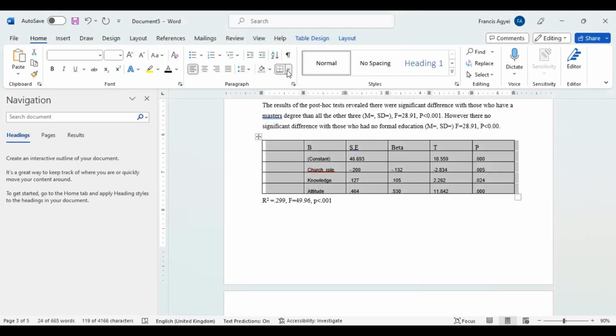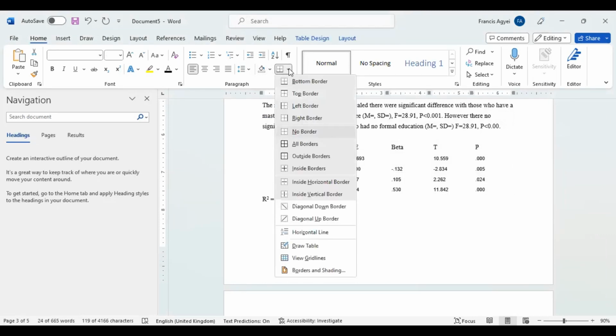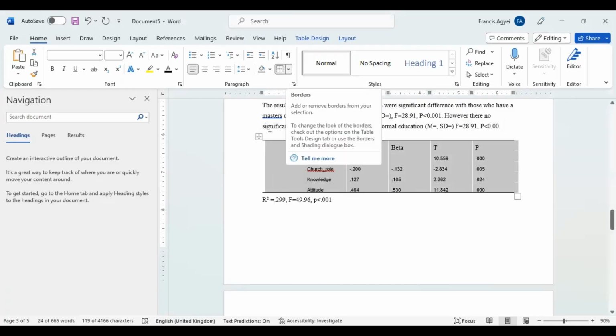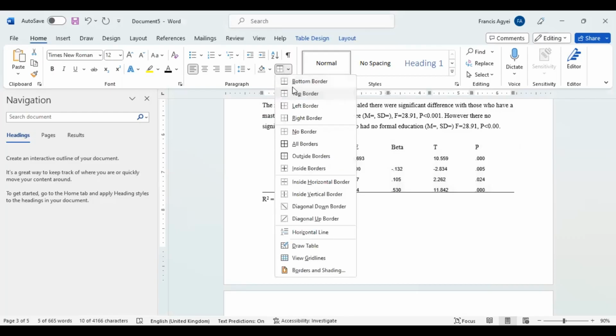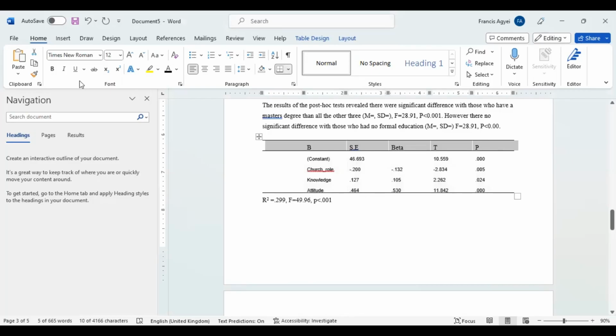We have no border, bottom, top. Then we come here, down. Then we bold it. Then we change it to 2 decimal places. So this one, we can leave it this way.